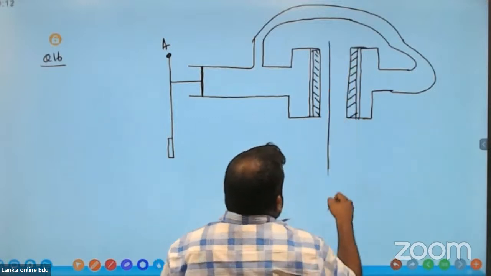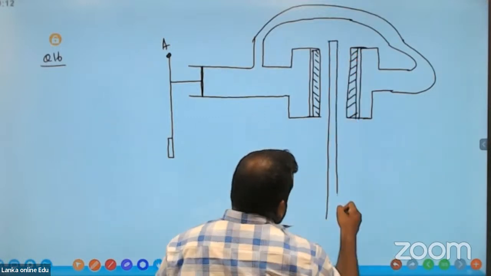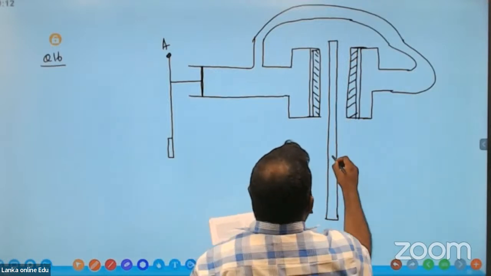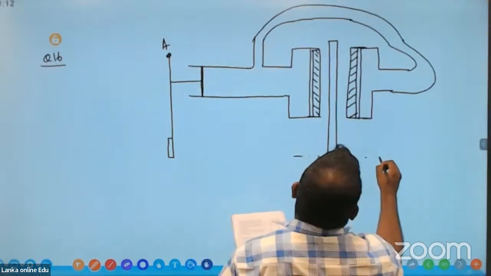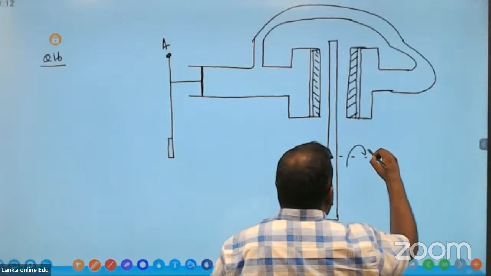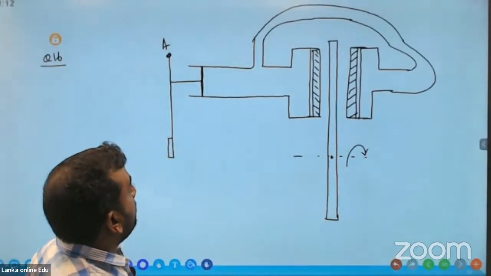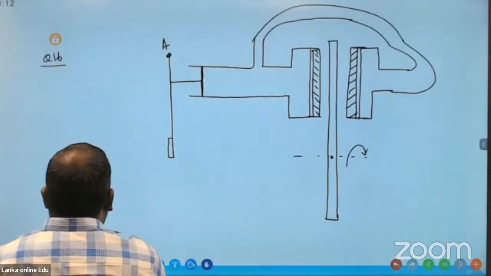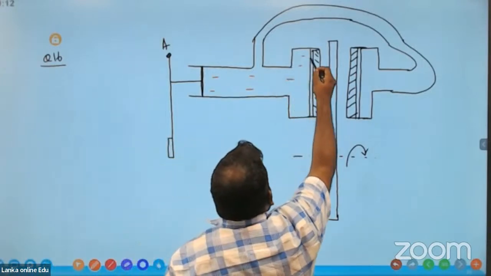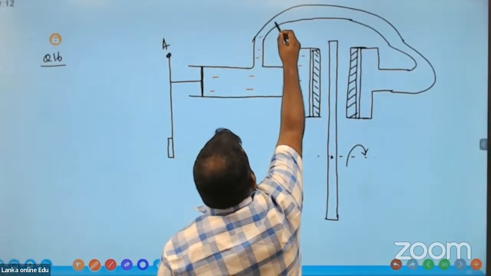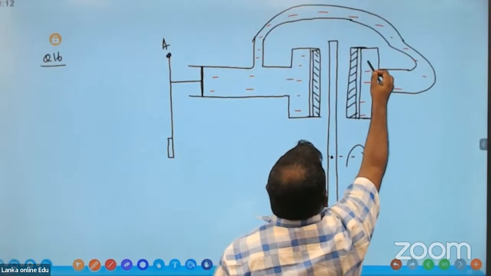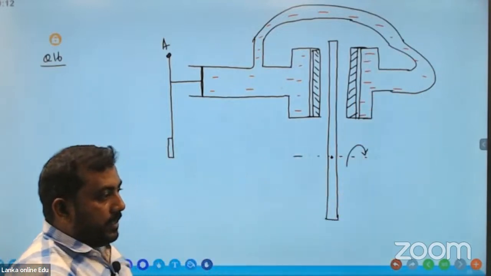And here in the center, we have the wheel. Axis of rotation is there. The wheel is rotating that way, let's say. So here you have hydraulic brake fluid. Right, now let's go to the question.